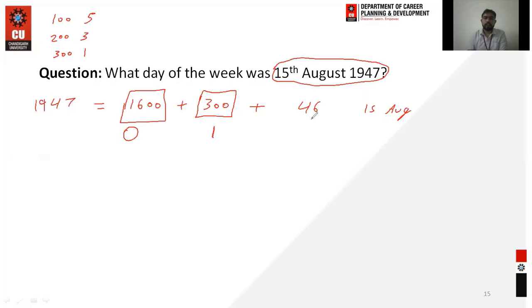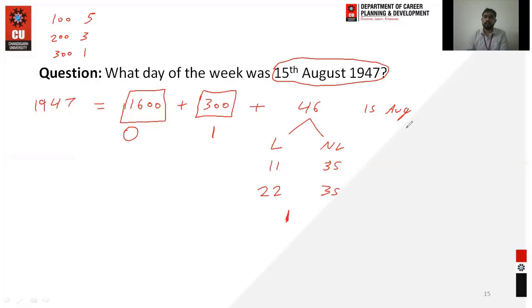Now, in these 46 years, the number of leap years and non-leap years, there will be 11 leap years and the rest 35 will be non-leap years. In leap years, there are 2 odd days, so 22 odd days, and in these non-leap years, only 1 odd day, so 35 odd days. From here, dividing it by 7, I will get 1 odd day. So in these 46 years, I will be having 1 odd day.